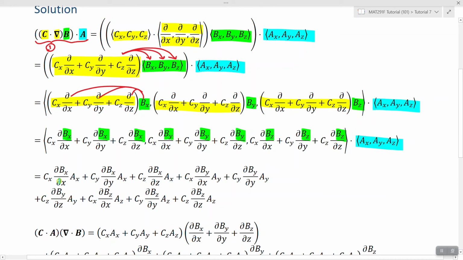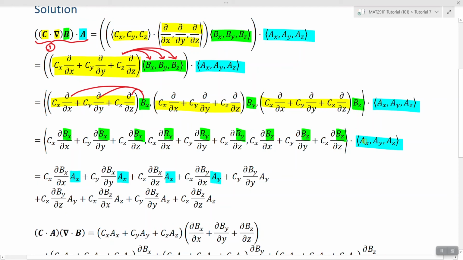Okay, so next, I expanded this dot product. So now everything works pretty much as before. You can see that ax multiplied with this x component gave me these three terms. You can see ax is here. And then we have cx partial bx dx. This is over from here. Then this term is here. This term is here. You can see the same thing happened to the y components.